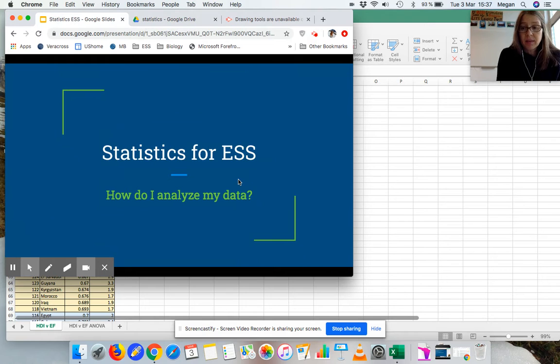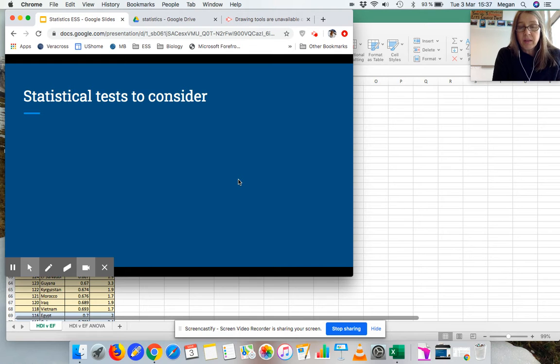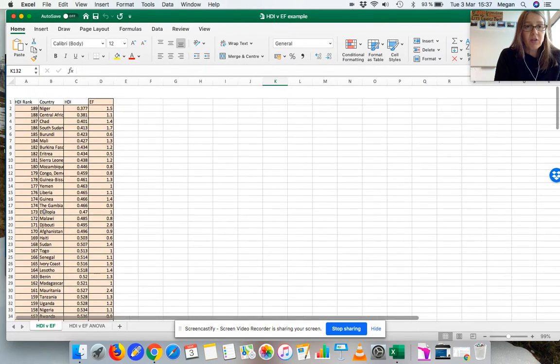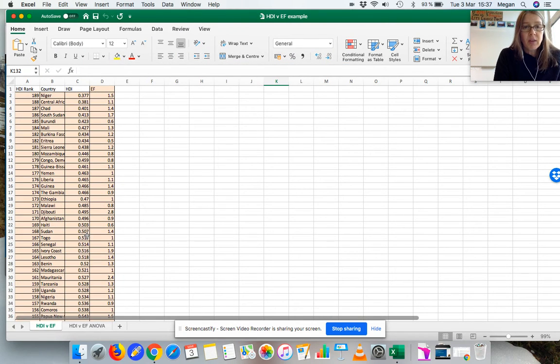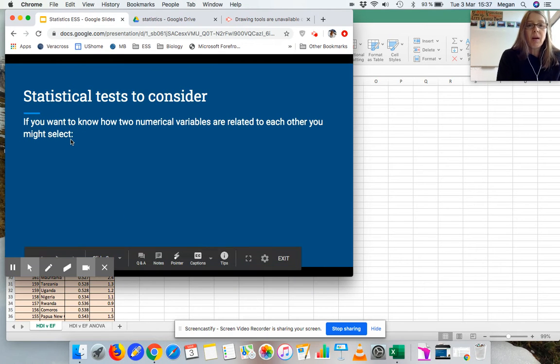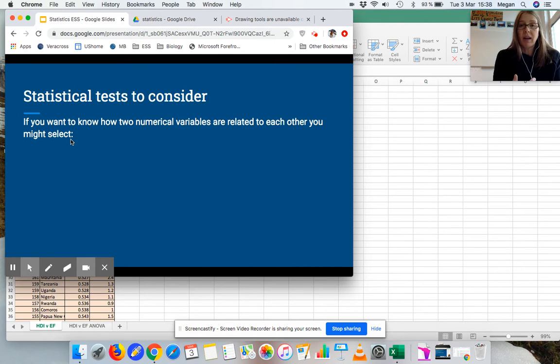Okay, so let's take a look at some of the statistics that we're going to be looking at today. A couple of things that we might want to consider are questions that we could ask that have to do with two numerical values and how they're related to each other. In our example, I'm going to show you on this Excel sheet, I have both the Human Development Index for a country and the ecological footprint for a country. So these are continuous numbers for both my independent and dependent variable. With that, I can make some comparisons. I can see if those variables are related to each other and in what manner.